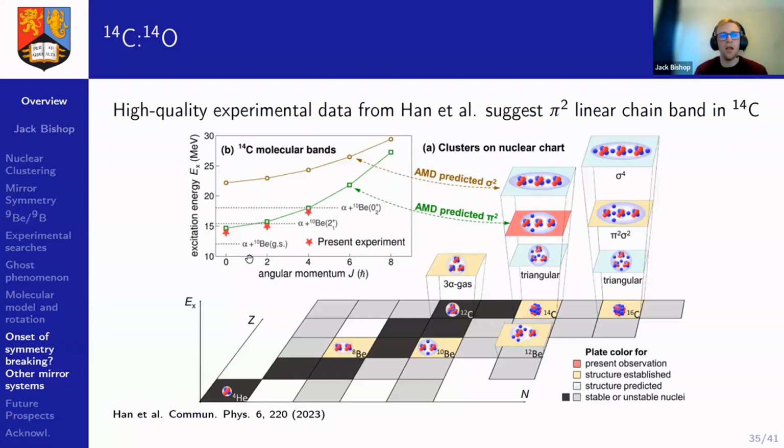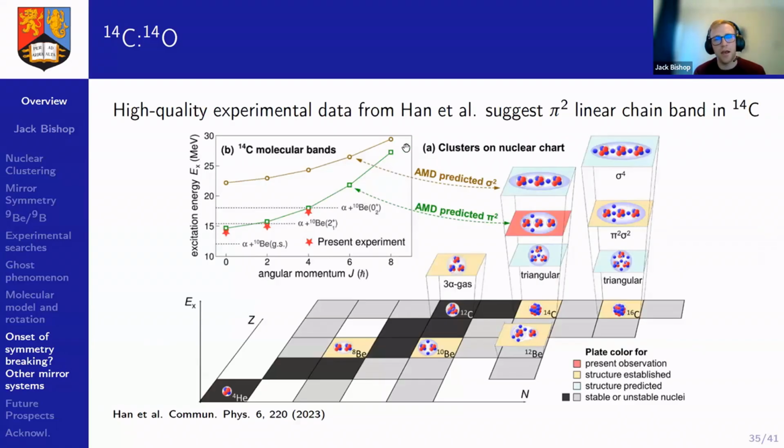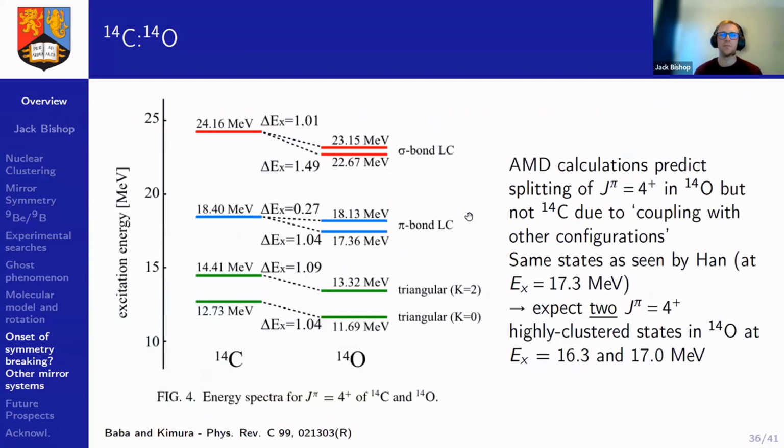So that's very cool. What we started to then look at was, okay, if you look at these calculations, if I go back to the previous slide, this green line here are actually the predictions, again going back to AMD, anti-symmetrized molecular dynamics. These were the predicted states, and they saw that they were in very close agreement. So this is what made them suggest that they saw these pi squared states.